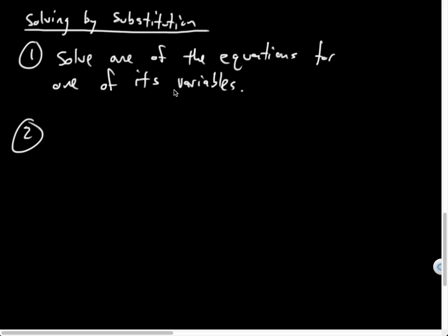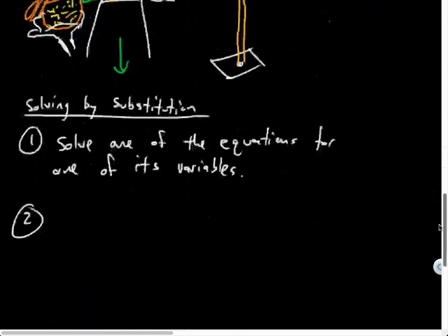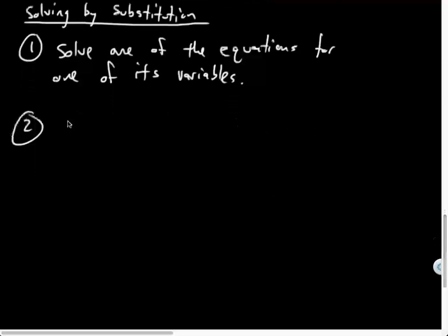Okay. Well, anyways, there's step 1. And that's what our student ended up doing here, right? We had x plus y equals 20, so what did she do? She isolated one of the variables. She got x by itself by subtracting y from both sides. Step 1 is done. Step 2. By the way, step 1 is called the revised equation if you want to give it a name.